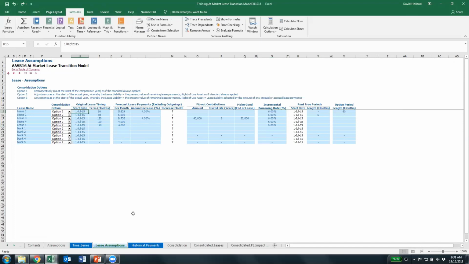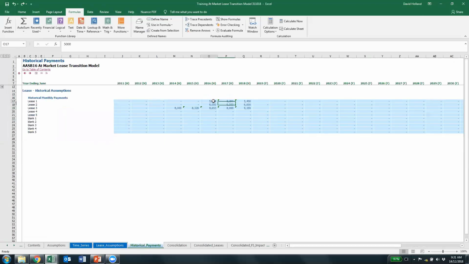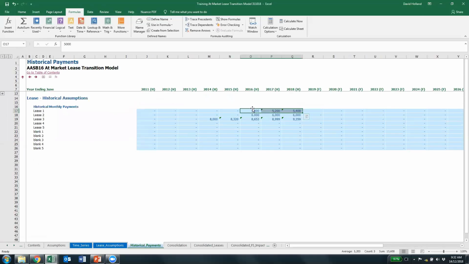Now, this lease started on 1 July 2015, and you said that you had historical payments up to 30 June 2018, which means the model is looking for historical payments. Now, the historical payments work off financial years. So the lease started on 1 July 2015, which means 2016 financial year is the first year of historical payments. And that $5,000 represents the payment in June 2016. So it's the last month of that historical year.